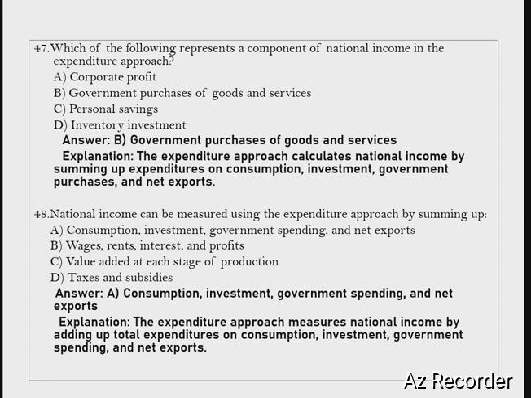Next question: national income can be measured using the expenditure approach by summing up option A, consumption, investment, government spending and net exports. Option B, wages, rents, interest and profits. Option C, value added at each stage of production. Option D, taxes and subsidies. Correct answer is option A. Its explanation: the expenditure approach measures national income by adding up total expenditure on consumption, investment, government spending and net exports.